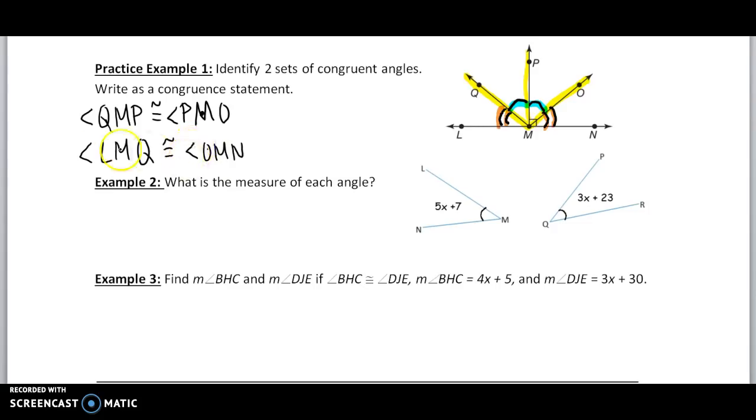Also, I just have the angle symbol in front of both sets of three letters with the squiggly over the equal sign to represent congruent, since I don't know their measures and I'm not talking about numbers.